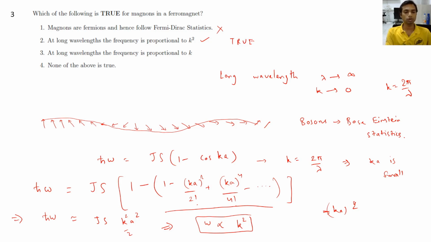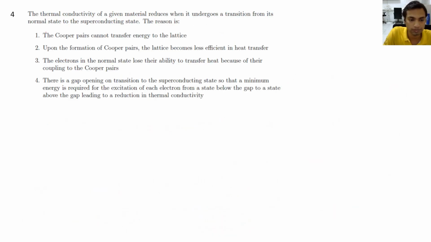Since we proved that at long wavelengths the frequency is proportional to k square, this other statement is not true, just now we saw. And none of the above is true, like this is also false. So the correct answer is this one. Now let us go to the next question.